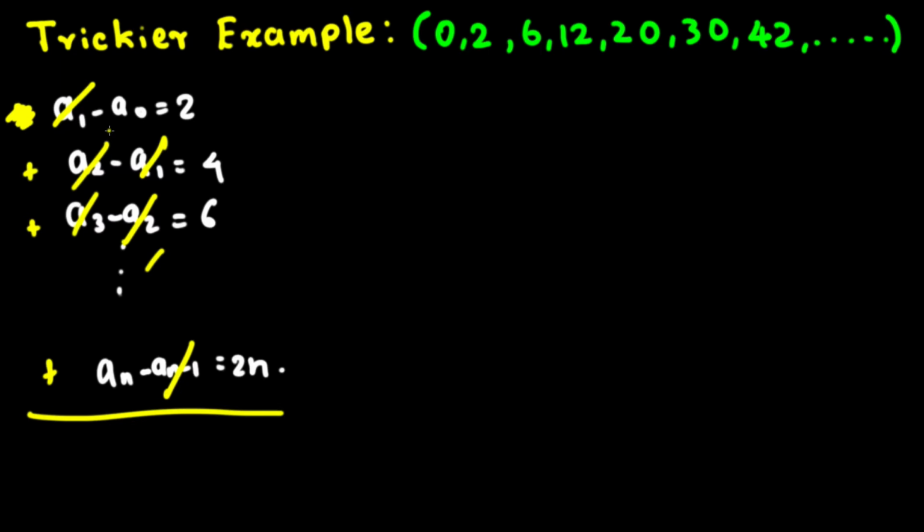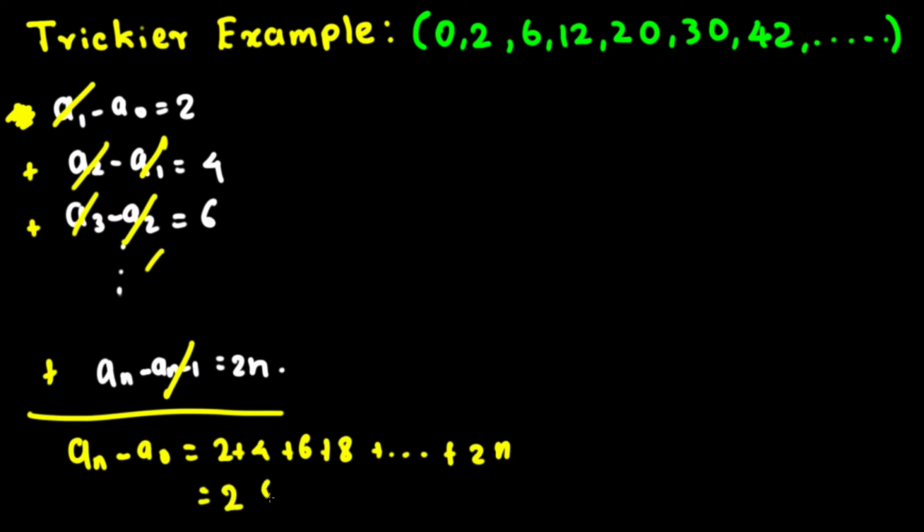So the only thing that's going to remain is an and a0. So it will end up like an minus a0, that's going to be 2 plus 4 plus 6 plus 8 plus ... until 2n. Okay, now here we can do one more thing. We can take 2 common. If you do that, this is going to be 1 plus 2 plus so on, right? And it goes up to n.